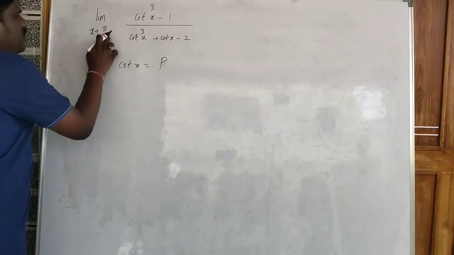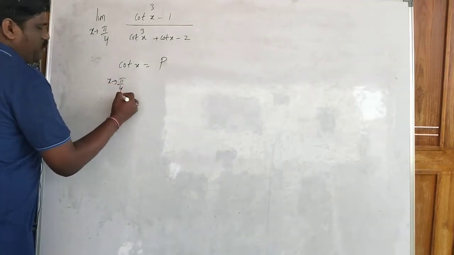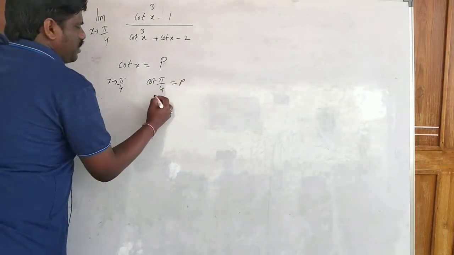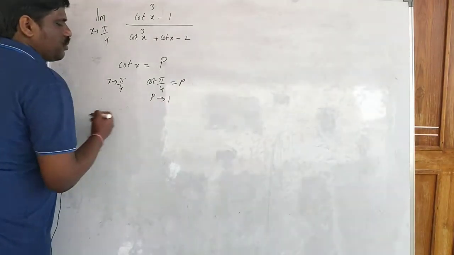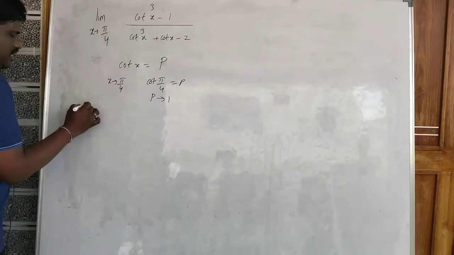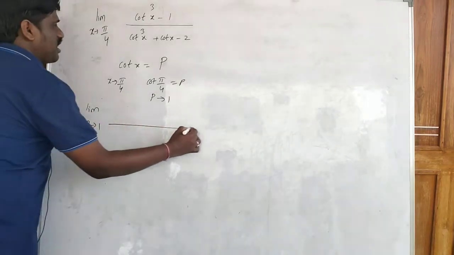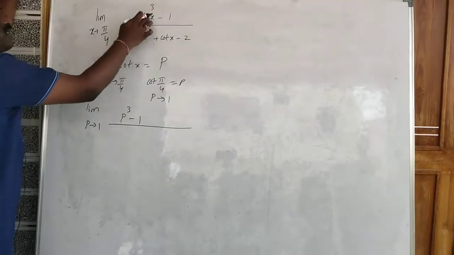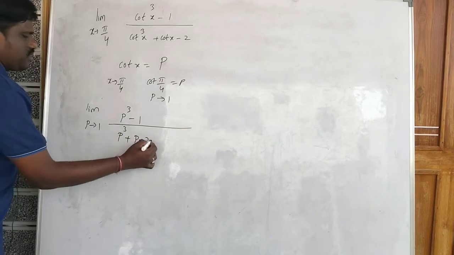So where is x tending to? Pi by 4. So if x is tending to pi by 4, then cot pi by 4 is equal to p. Cot pi by 4 is 1. So p is tending to 1. So here the limit is going to change: limit p tending to 1. I can write this as p cube minus 1, because tan x is p, so p cube. And here I can write p square plus p minus 2.